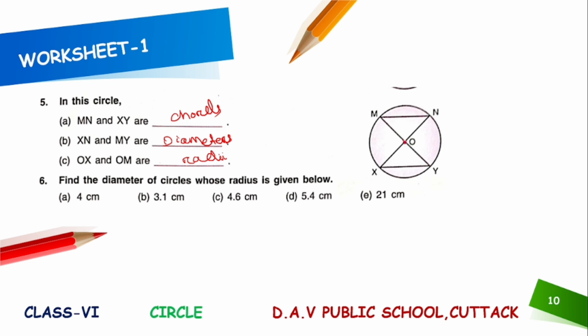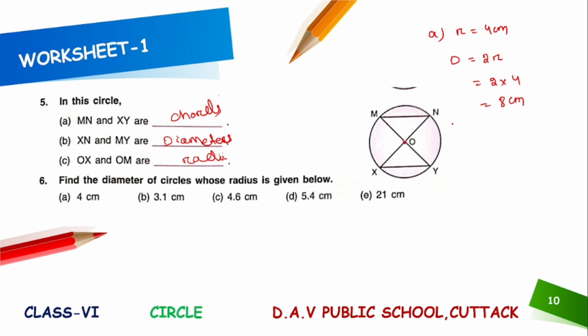Okay, now find the diameter of the circle whose radius is given. The first one is A. Write down radius equal to 4 centimeter. Now write down diameter equal to 2 into R. First write down the formula. Now put the value, that is 2 into 4, that is 8 centimeter.